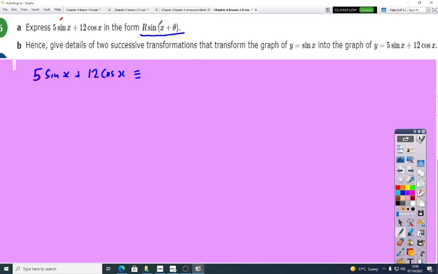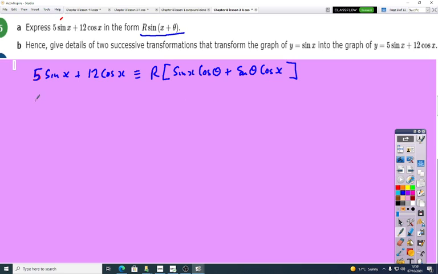Now I'm going to expand this using our addition formula. So r, if I expand this, I'll get sine x cos theta plus sine theta cos x. If they're equivalent, then all the sines will match up with all the sines on this side, all the cosines will match up with all the cosines on this side.